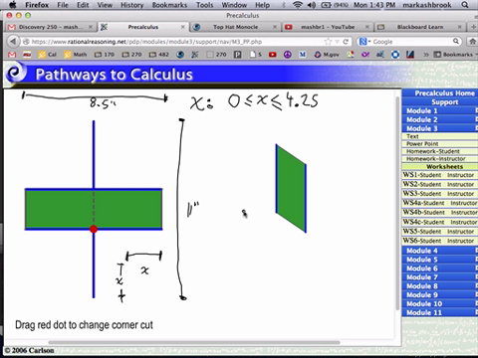All right, another way to express that would be with brackets. We could say the lower value of x is 0, the upper value of x is 4.25. So both of those express all possible values of x that make sense in this situation.